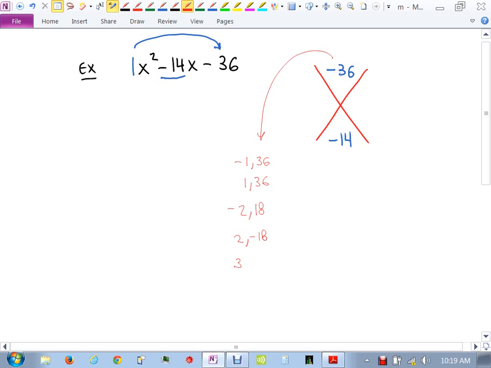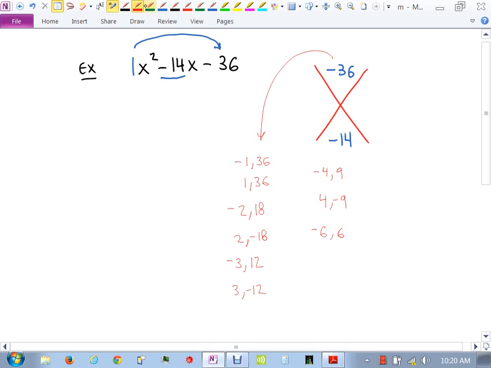3, negative 3 and 12 and positive 3 and negative 12. Those don't work. 4, negative 4 and 9, 4 and negative 9. Nope. 5, doesn't go in there. 6, 6 and 6, or negative 6 and 6. That's not going to work. 7, 8, 9. We've exhausted all the numbers.